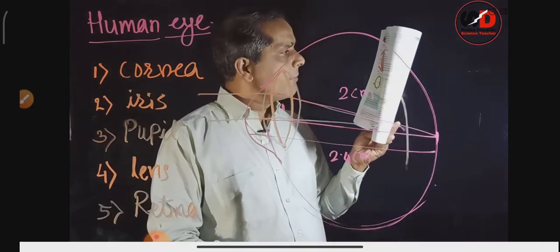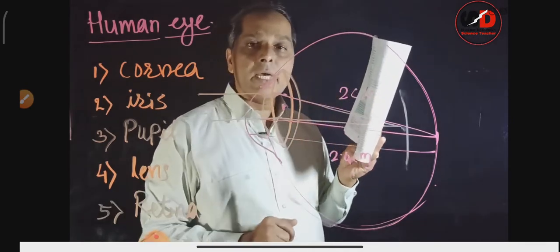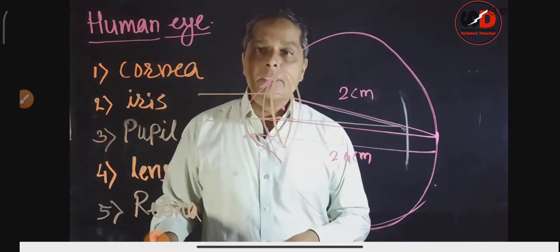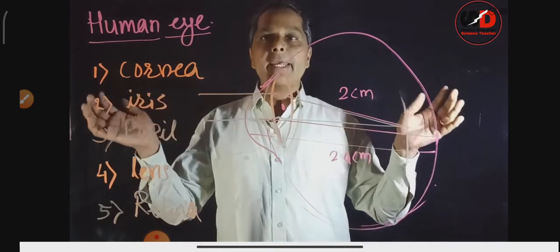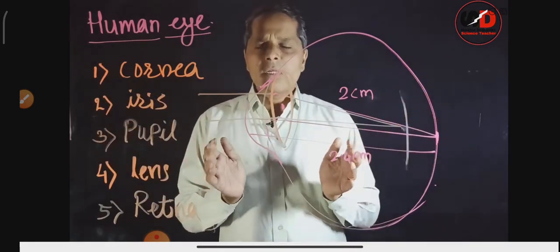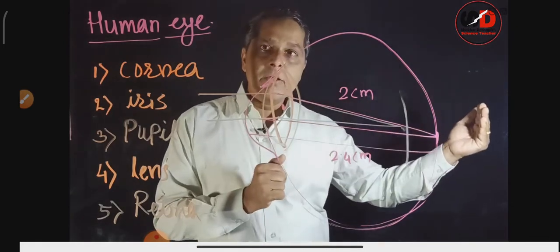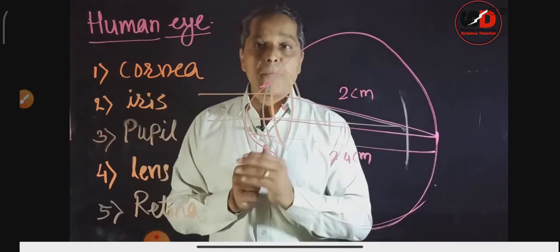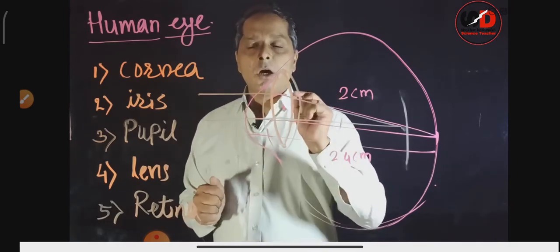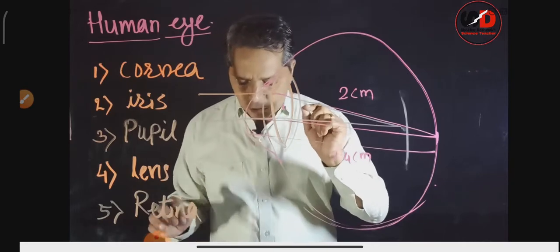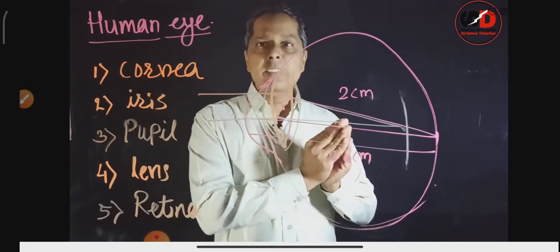But still, if I keep it very close to my eye, then I am unable to read the letters which are present in the book. Why? Because it is not possible for the human eye lens to change the shape to that extent. And therefore, the minimum distance at which I can see without any stress on my eye is called the minimum distance of distinct vision.